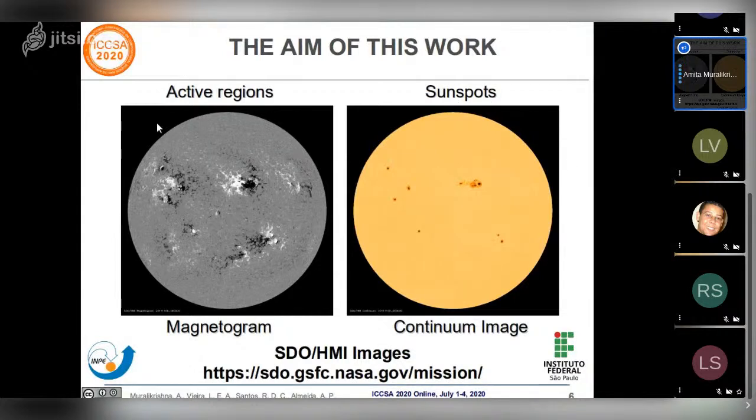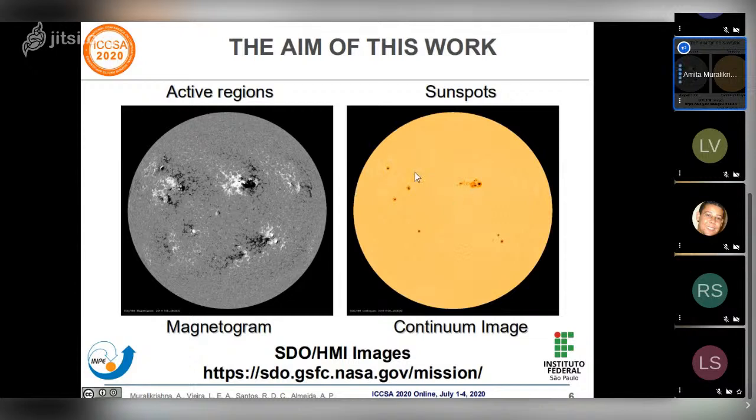The left one is a magnetogram, which shows in black and white regions what we call active regions. They are regions on the solar photosphere where the sun's magnetic field is very disturbed.